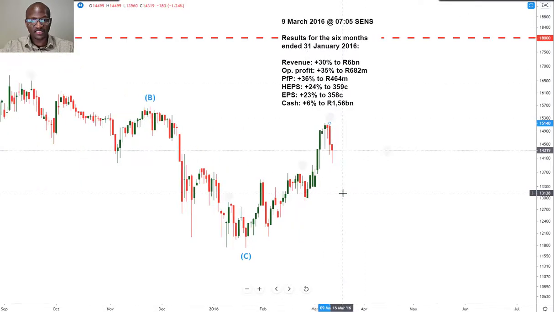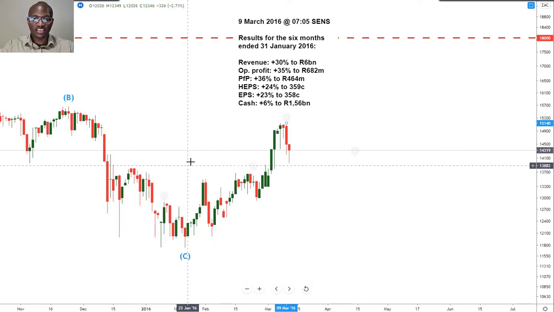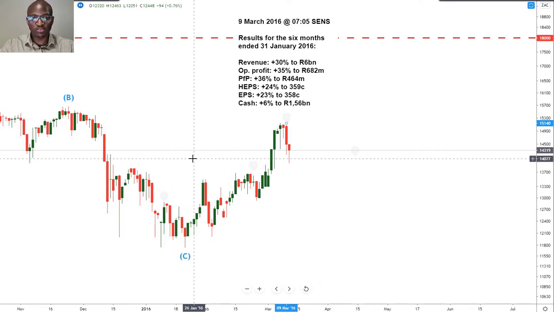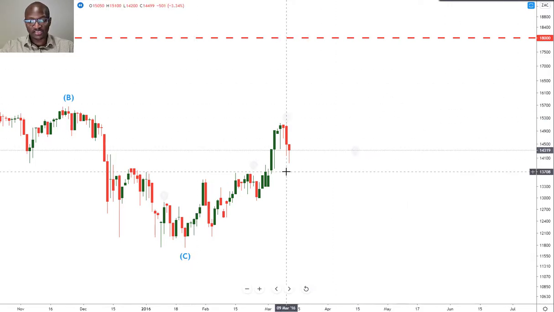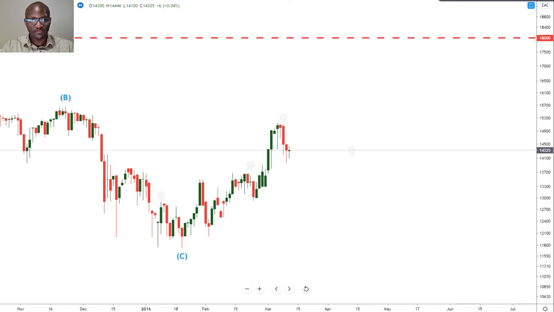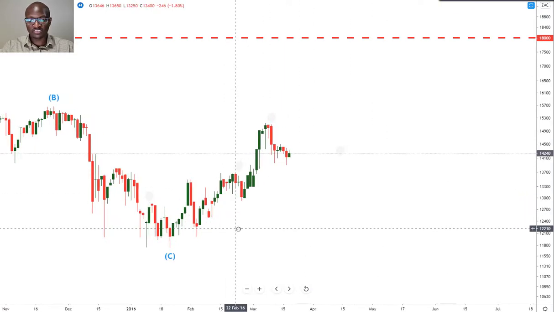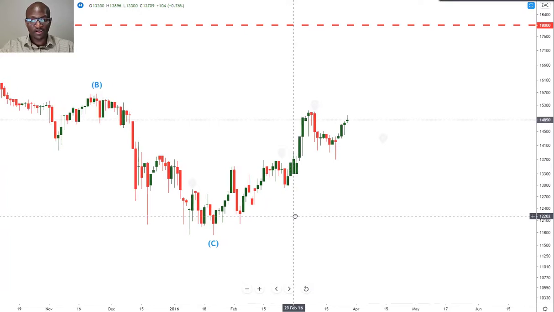And yet on this day, on the 9th of March, the actual results for the 6 months ending January 2016: revenues up 30%, operating profit for the period, headline earnings, cash, everything is still up. Fundamentals again still looking good. And yet on this day, the market actually crashed about, well, I wouldn't say crashed, but it pulled back 3% on a good announcement. And then from there on, the market starts to move sideways somewhat, making a bit of a correction.